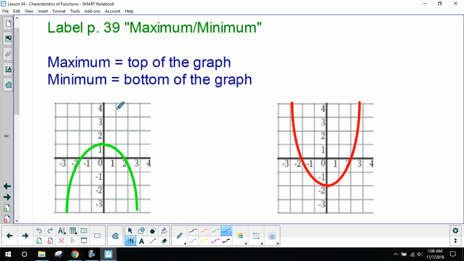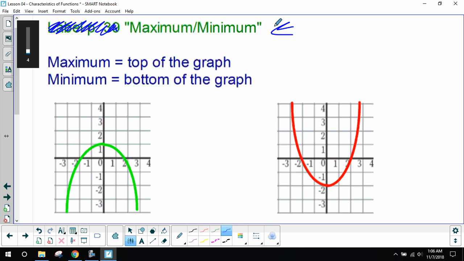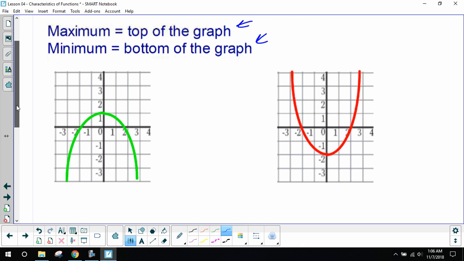Alright guys, let's pick up where we left off in class. We'll ignore this a little bit. We're going to be talking about maximums and minimums. Okay? These are easy. Maximum, top of the graph. Minimum, bottom of the graph. These are going to be points.